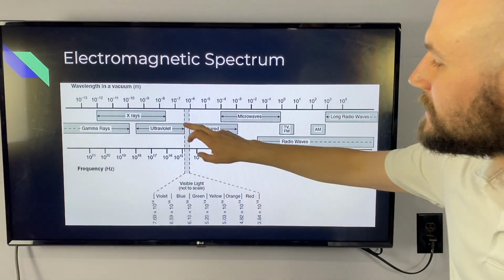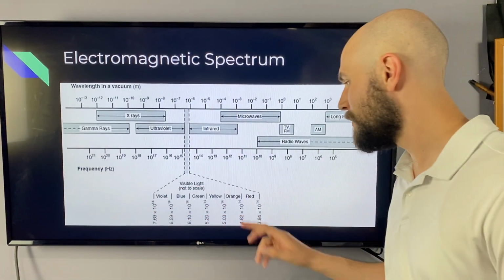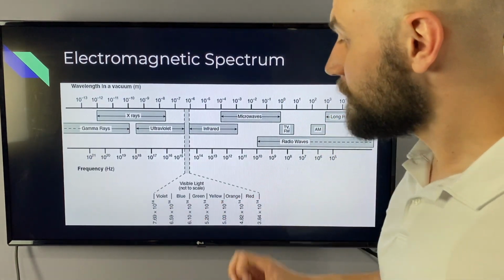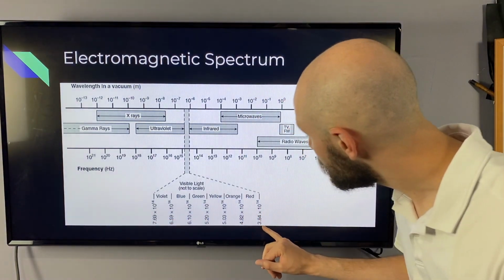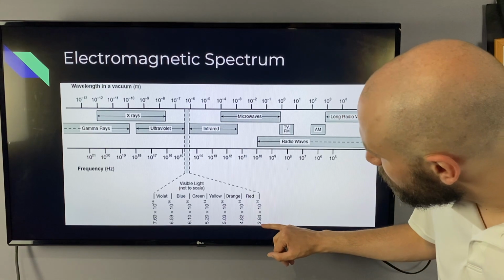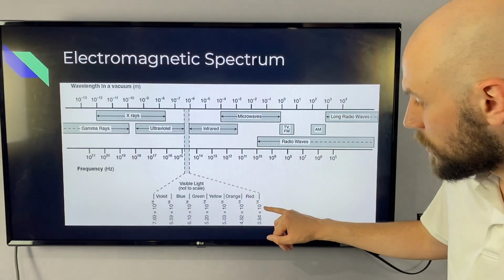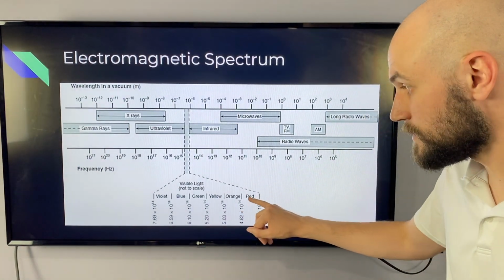And next, beyond infrared, we are now in our visible spectrum. This is where our reds, oranges, yellows, greens, blues, and violets live. And the difference between these different colors of light has to do with their wavelength and frequency. Red exists between 3.84 times 10 to the 14th hertz and 4.82 times 10 to the 14th hertz.